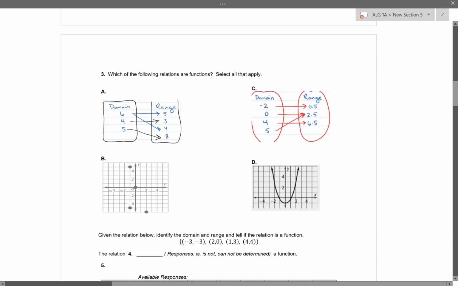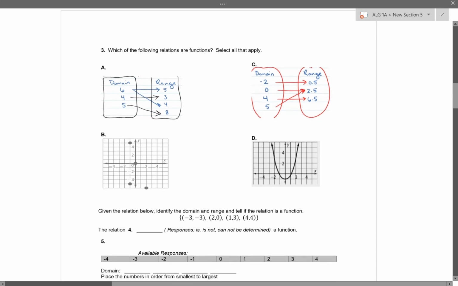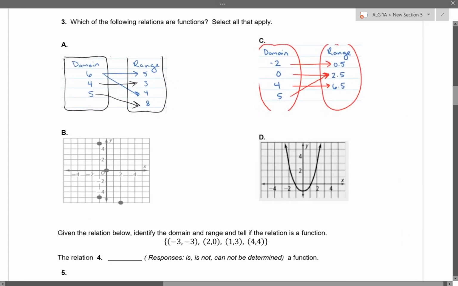Alright, let's move to number 3. Which of the following relations are functions? Select all that apply. So, as we talked about a little bit earlier this year, we talked about domains and ranges. Domain is another name for x. Range is another name for y. And remember, x is not allowed to cheat. What that means is my x can only go to one of my y's.